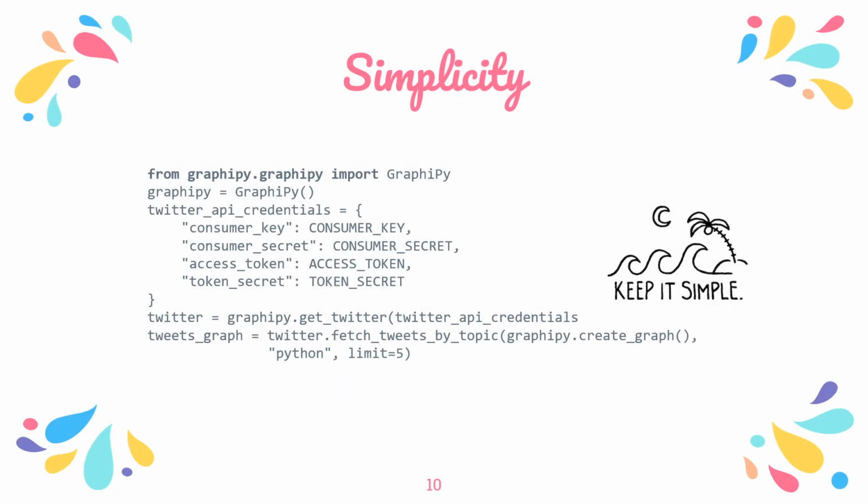GraphiPy focuses on simplicity, while otherwise you need to learn about the different types of APIs. By using GraphiPy, you can grab the data using few lines of code. For example, we have Twitter here. After you provide all the credentials, you can just call fetch tweets by topic if you want to fetch the tweets by topic. Just provide the arguments needed for the query and it will return the results based on the keywords.